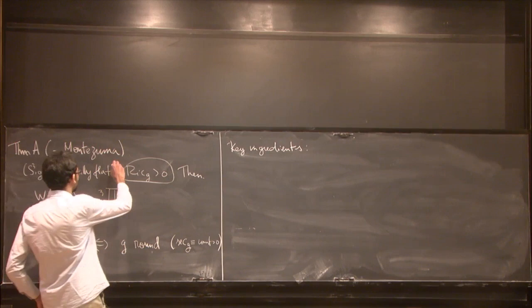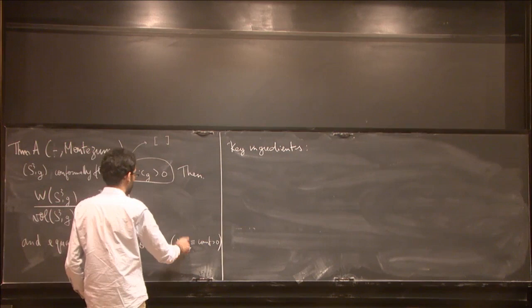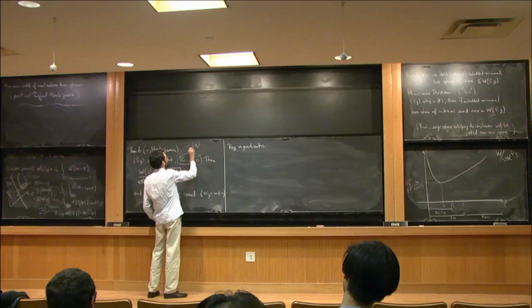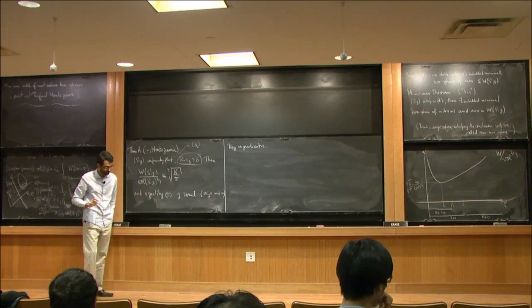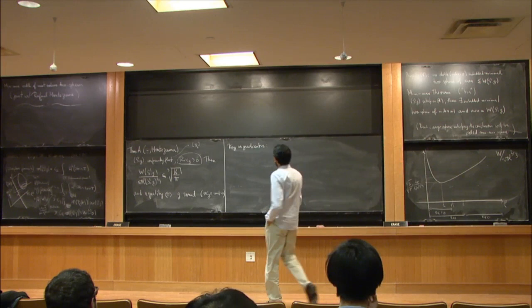Right, so I will use a notation. The conformal class, I will denote between brackets: a metric conformally flat belongs to the conformal class of the round metric. So g1 is the round metric. Okay, so the first ingredient is a geometric flow, the Yamabe flow.